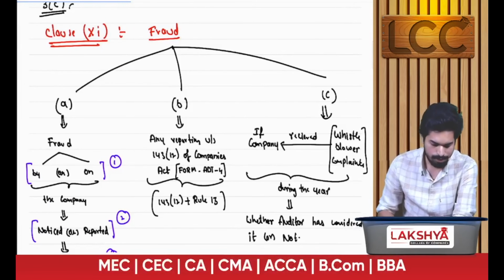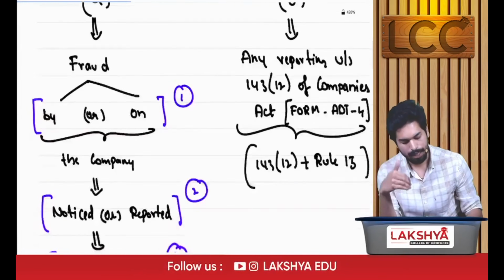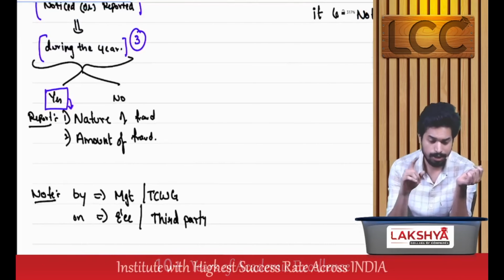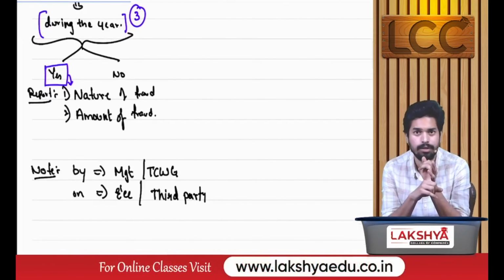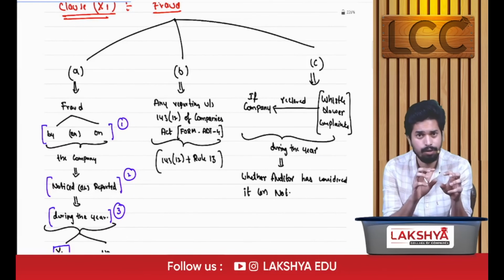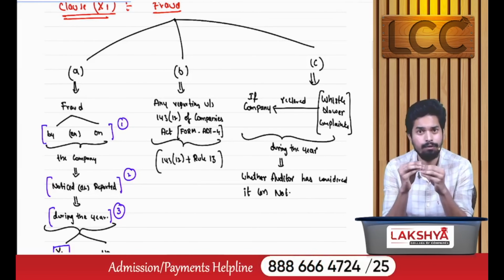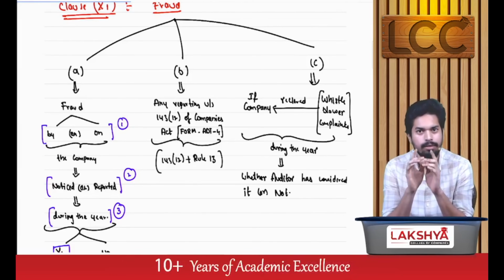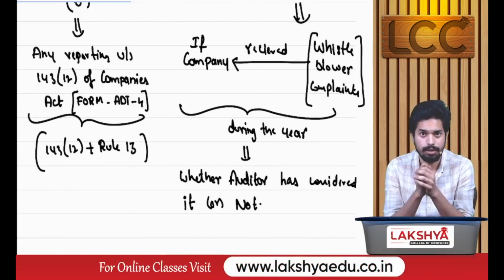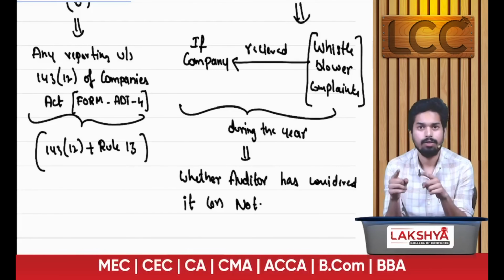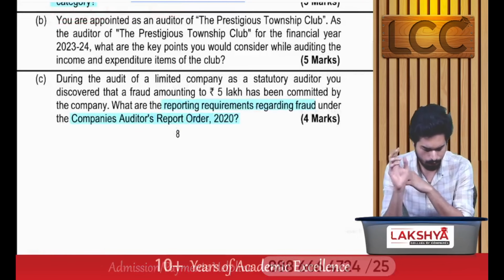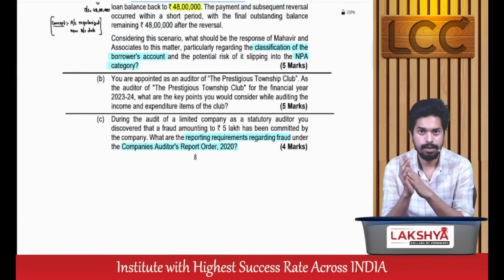Now, what are the reporting requirements here? Point A, whether fraud by or on the company was noticed or reported during the year. If yes, you have to report the nature of the fraud and the amount of the fraud, right? This is the first reporting requirement. Next, point B, whether any report under section 143(12) of the Companies Act in form ADT 4 has been filed by the auditor to the central government; if yes, you have to report. Next, point C, if the company received any whistleblower complaints during the year, and whether the auditor has considered them or not, he has to report, right? So these are the 3 reporting requirements with respect to fraud. Done. This is 3C. Chalo.